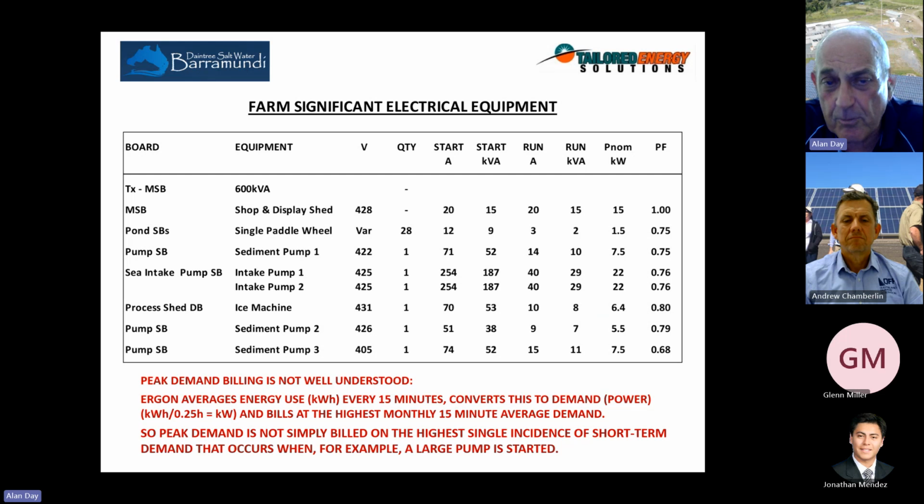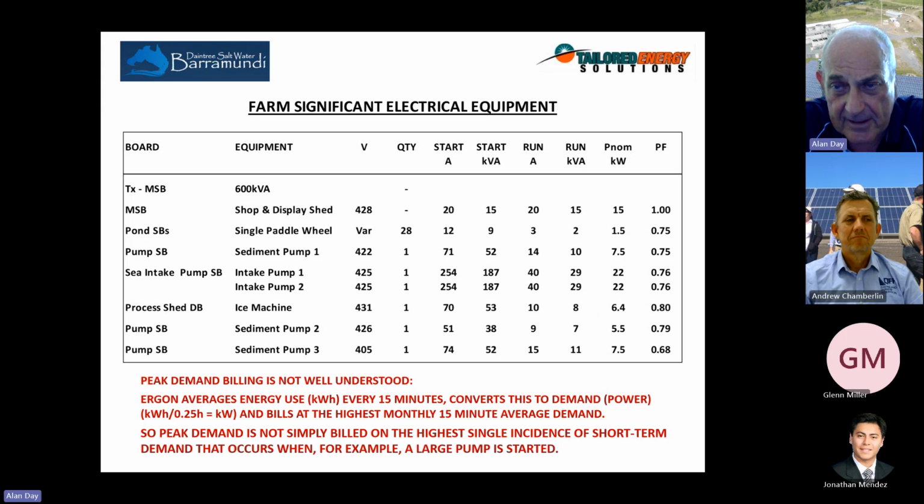So I would just point out that the voltages are quite important. Again, I'll speak about that later, but you can see that from the MSB at 428 volts to the sediment pumps 3, that's your largest voltage drop, 23 volts, which is a little higher than you might like, but it's still well within the bounds of saying that there is no problem with the electrical cable that's been used to run power out to those pumps.